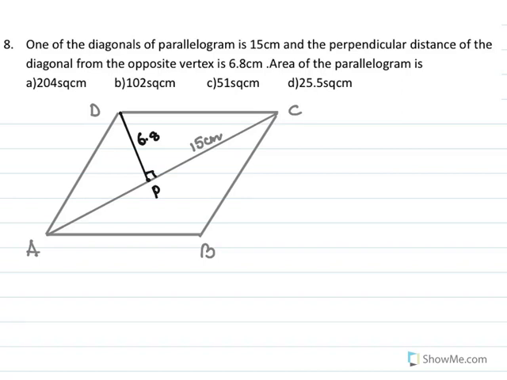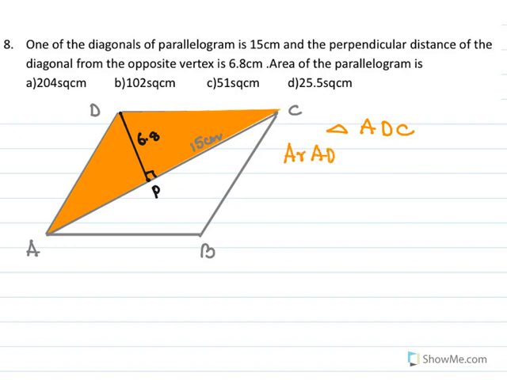First, in the first step, we are going to find the area of ADC. We know the area of ADC will be half base into height. If you look up in the figure, you'll see the base here is AC, which is 15, and the height is AP, which is 6.8. So we do base 15, height 6.8. You calculate this, your area will come 51 centimeter.